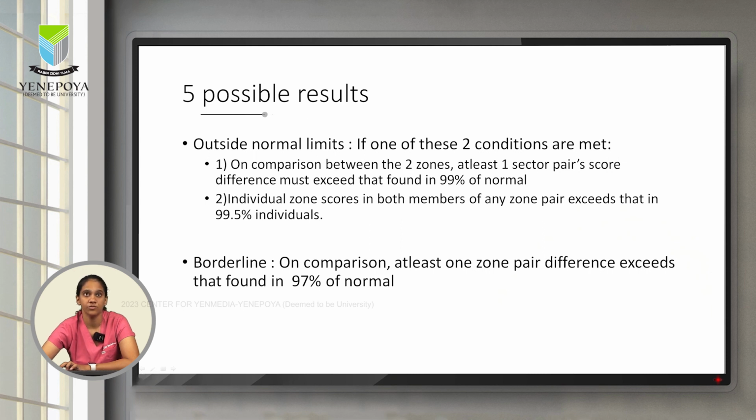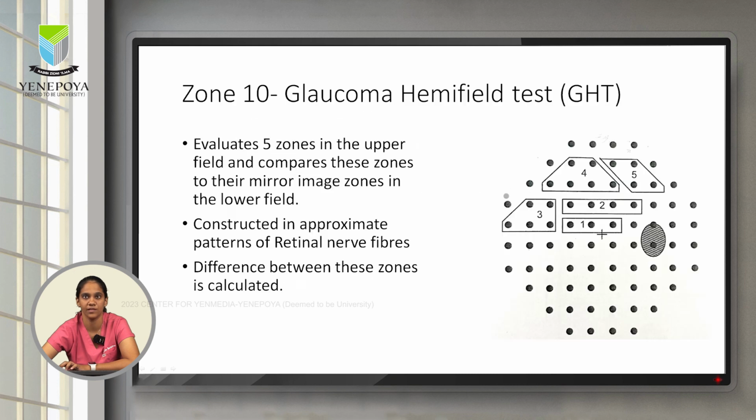So this will give you 5 possible results. One is outside normal limits. This is the most important in glaucoma. When does the perimetry declare that it is outside normal limits? If one of these 2 conditions is met. What are the conditions? You compare between the two zones, and at least one sector pair score difference must exceed that found in 99% of the normal.